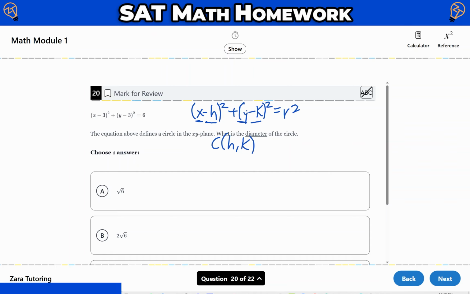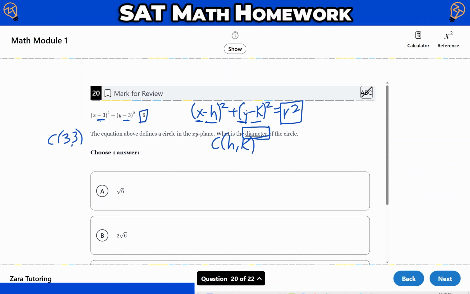In other words, you take the opposite of each of the values next to x and y respectively. So for example here, even though they're asking for the diameter, not for the center, it's good practice to know that the center would be the opposite of this, opposite of this. In other words, the center would be positive 3, positive 3. Now on the right side of the equal sign is r squared.